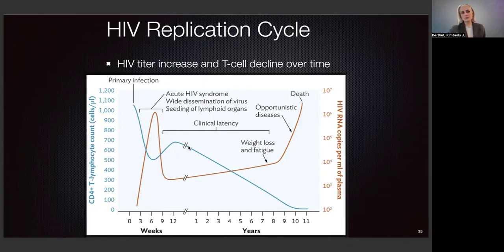But what can happen is that their T cells will start to drop as the virus comes back. So here we see the virus replicating. This is without treatment, of course. We see weight loss and fatigue. Once someone's immune system is decreased like this with their T cells, we have opportunistic diseases coming in. So anybody who is immunocompromised is more susceptible to disease.